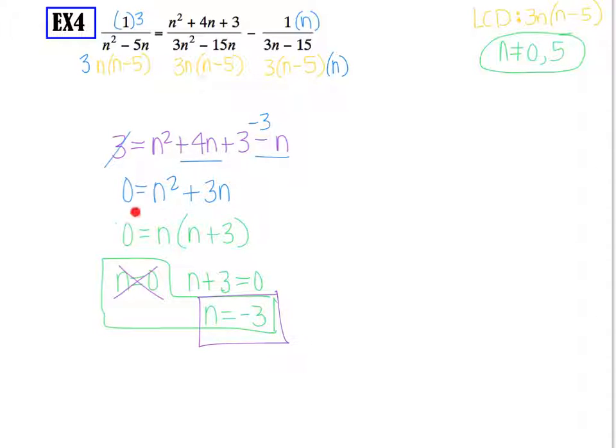So I set those equations equal to 0 separately. So n is 0 or n plus 3 is 0, because if I multiply two numbers together and the answer is 0, one of those numbers has to be 0. So this was already solved. And then n plus 3 equals 0. I solve for n. I get n equals negative 3.